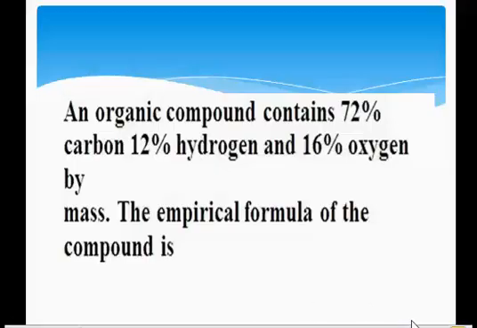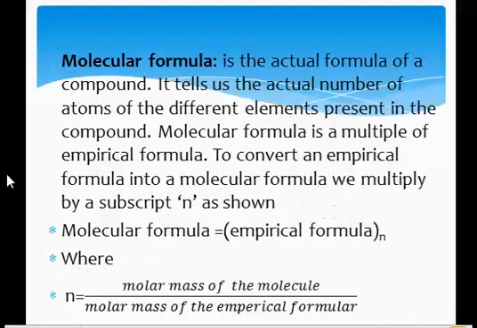Okay, so we cannot talk about molecular formula without the empirical formula. What is molecular formula? Molecular formula is the actual formula of a compound. It tells us the actual number of atoms of different elements present in that compound. Now, how do I get the molecular formula? Molecular formula is the multiple of the empirical formula.